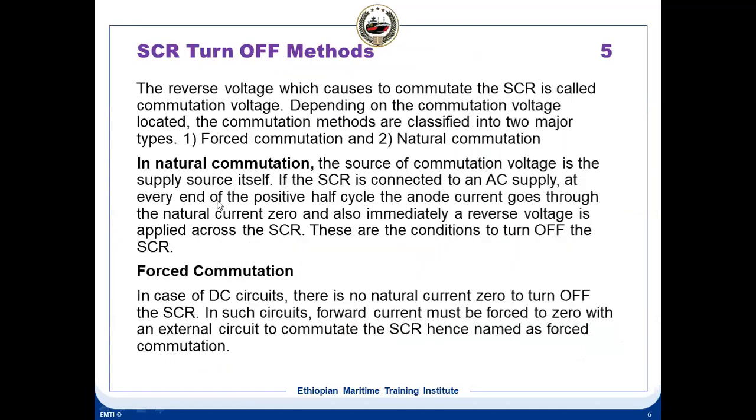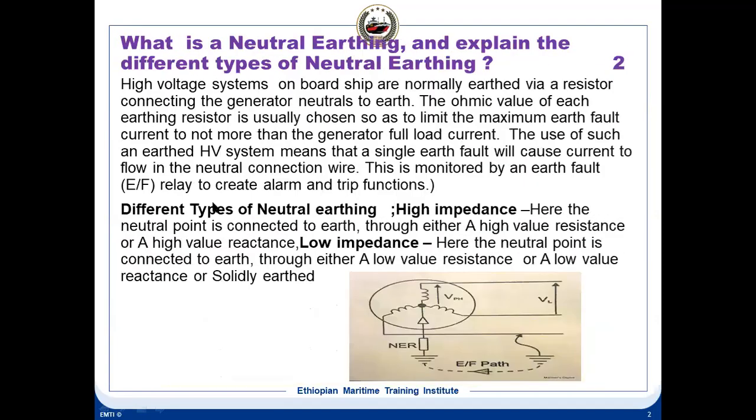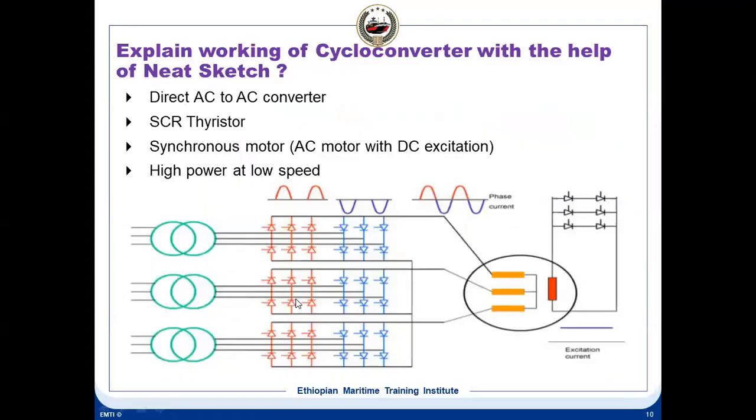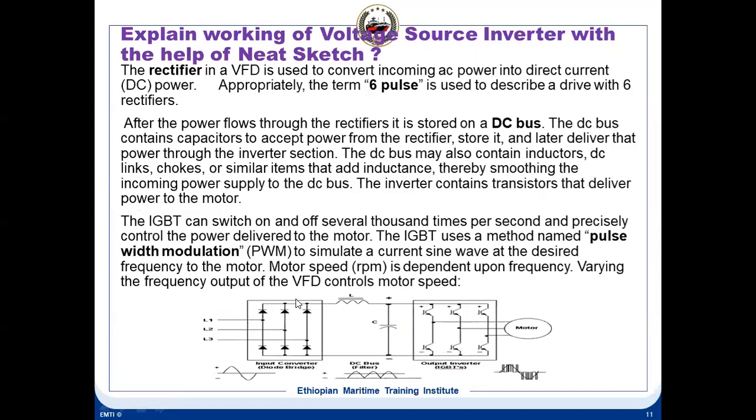Now mainly we have covered 2 converters. Very important: the load commutated inverter, because the load is commutating the inverter. This is the inverter section. The load is commutating this. How is the load commutating? The back EMF produced in this synchronous motor is commutating these thyristors. That is why it is known as a load commutated inverter.